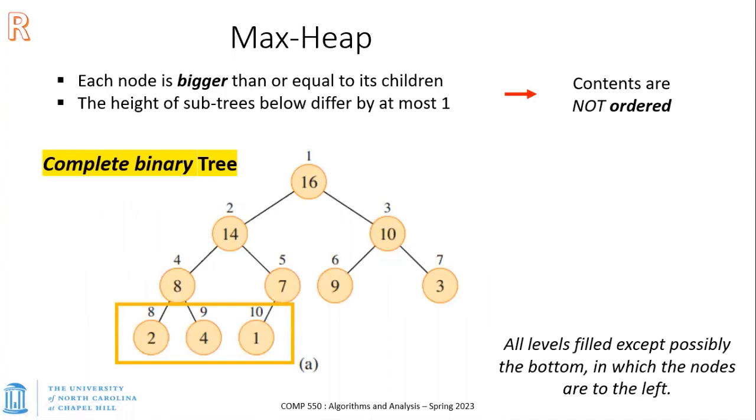We spoke about the property of two types of heaps. You can have a min heap, and they're essentially very similar. If you just turn the logic upside down, everything else remains the same. Heaps have the following two properties. Each node is bigger than or equal to its children if it's a max heap, and if it's a min heap, it's just the other way around. And the heights of the subtrees will differ by at most 1.